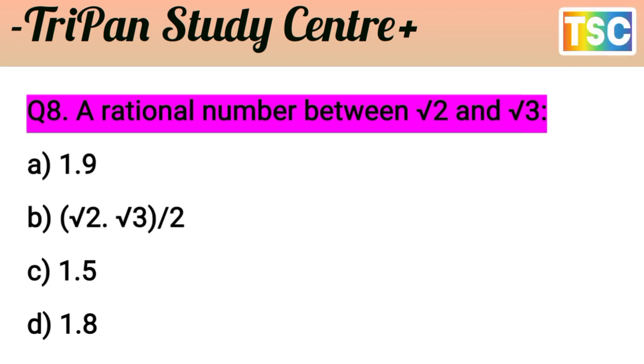The question is very clear here: a rational number between root 2 and root 3. The rational number that comes here is 1.5. 1.5 is correct here. It means option C is correct. Let's see the next question.